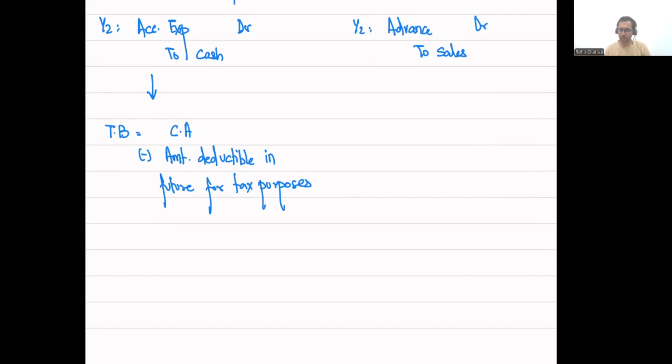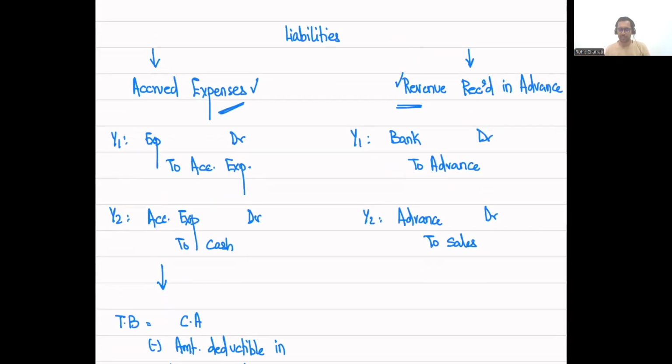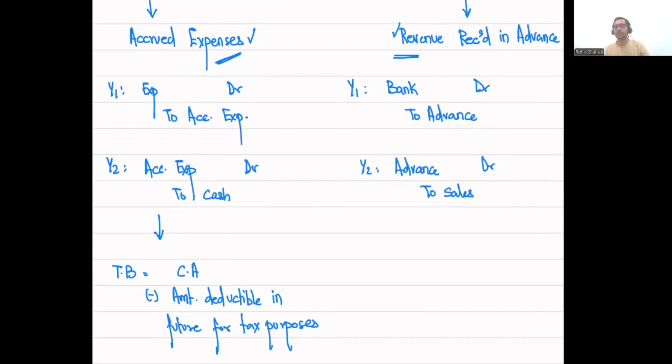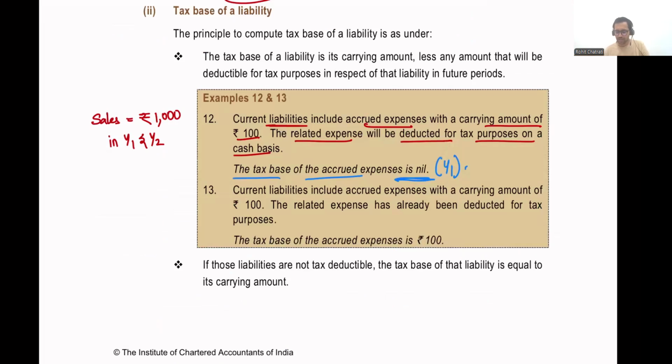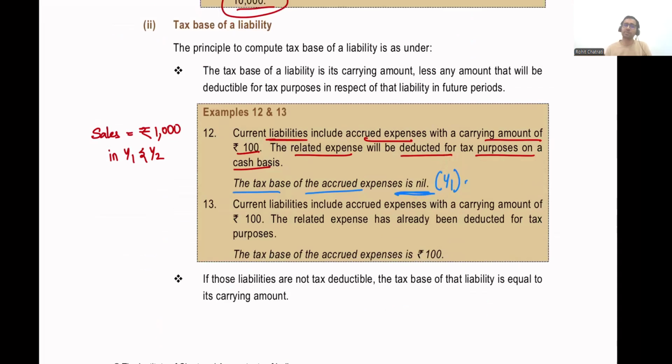Let us quickly do some examples for this and then we will come back to revenue received in advance. Let's take a look at example number 12. Example number 12 is something we did using the logical approach. Let's now do it using the rule-based approach.